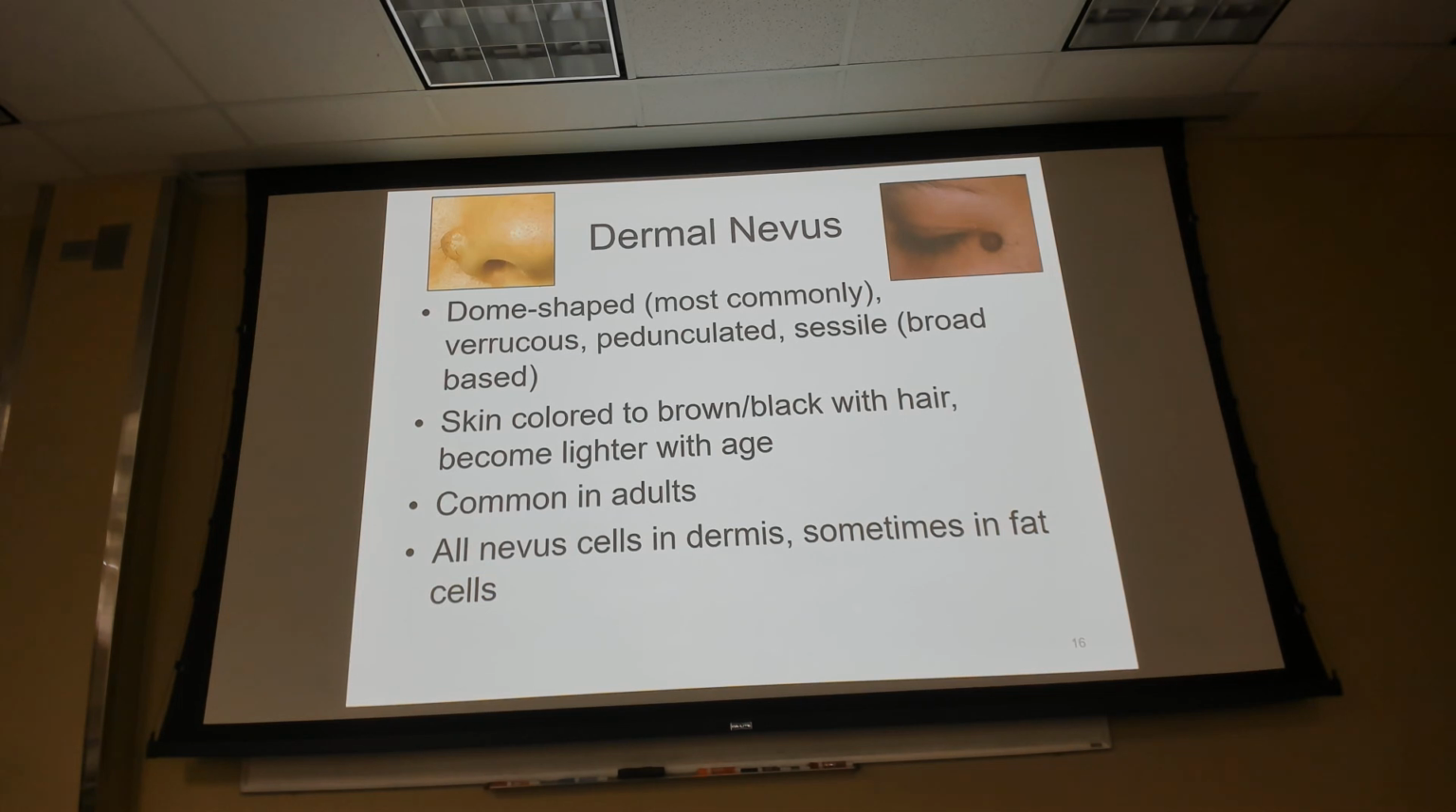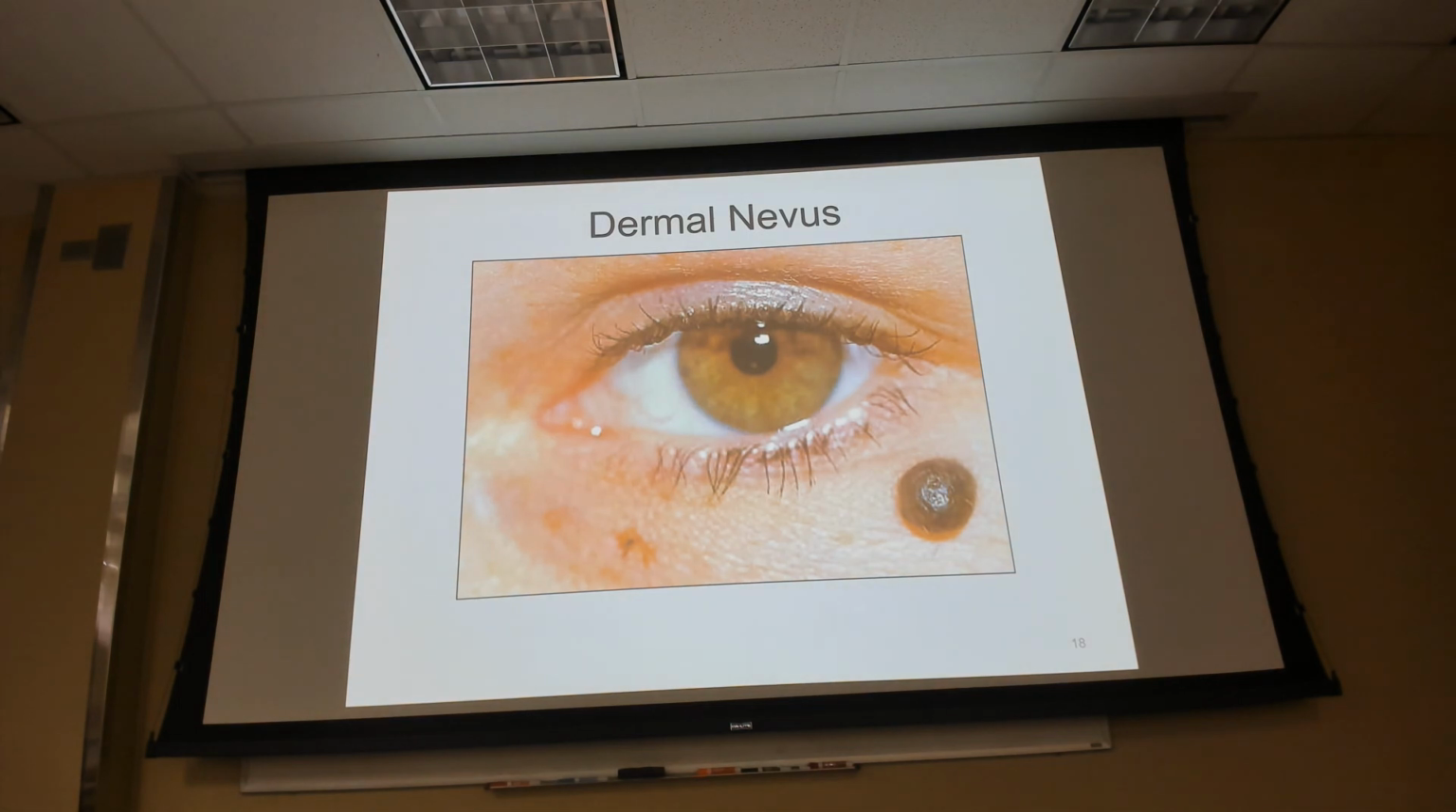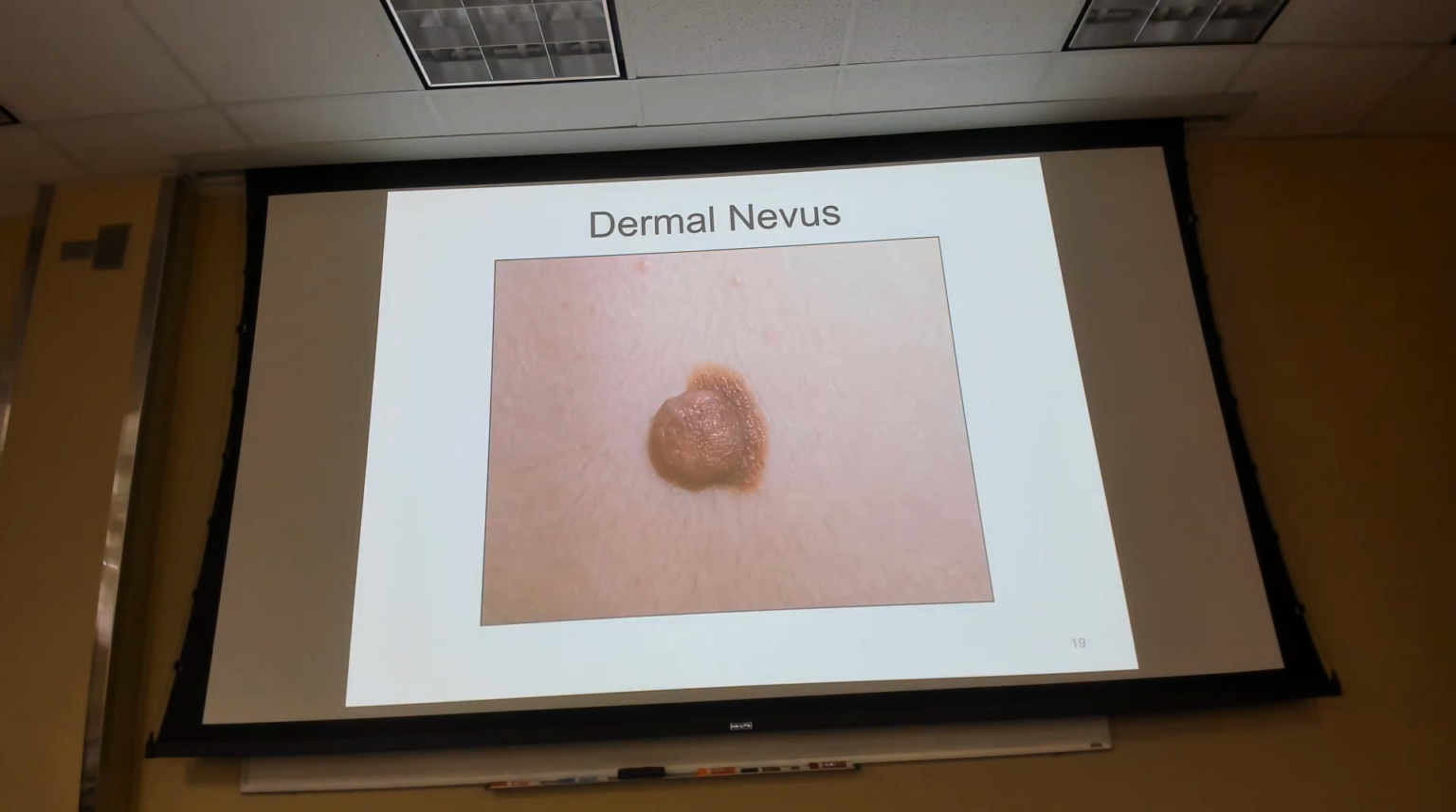All of these cells is in the dermis. It can be even all the way down into the fat cells. So dermal means, yeah, it's in the dermis. There you go. On to the right aspect of the lateral eye area. Yeah, eye area. It's not on an eye. Pedunculated.